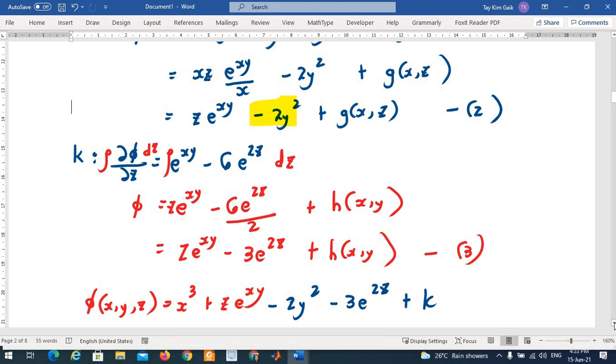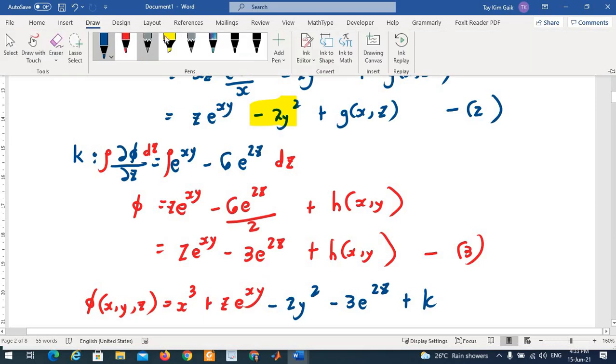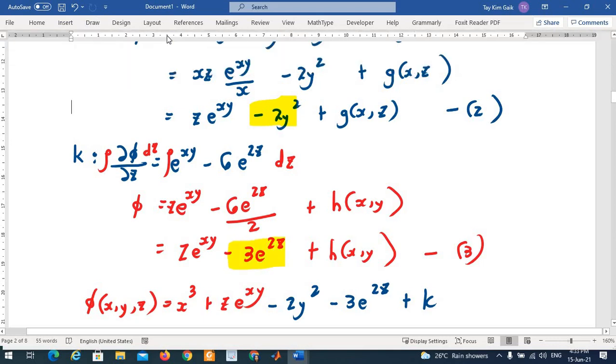When you go to equation 2, this term is new, you take it out here. This one is the new term. This one you have already, don't take. So this is a new term, and lastly plus k. So this is the potential function phi. Any questions here? If you don't put k, I put any symbol. Let's say c also can. So any question to get the potential function phi here?